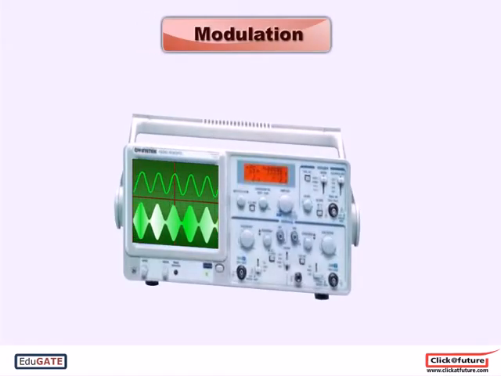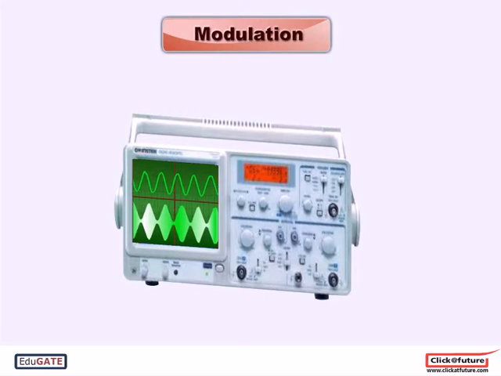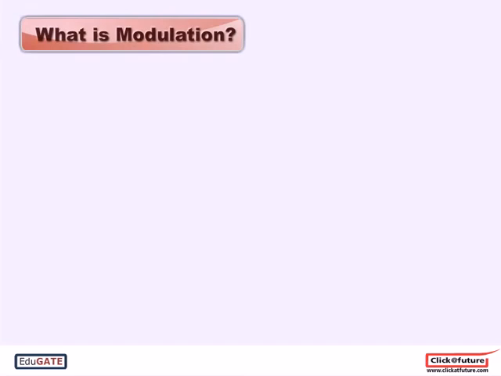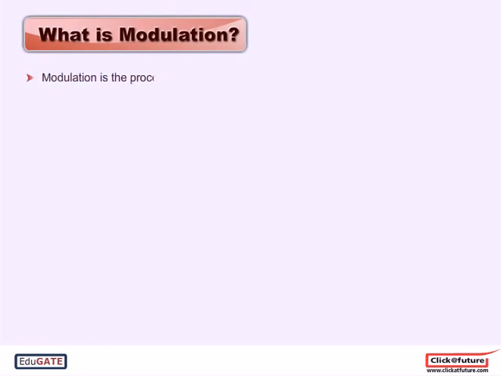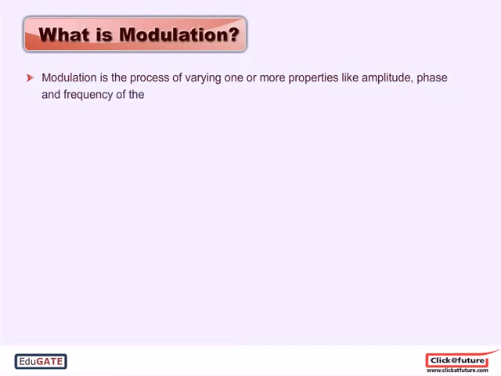Modulation. Limitations of baseband transmission are overcome by using modulation. Now, what is modulation? Modulation is the process of varying one or more properties like amplitude, phase and frequency of the carrier signal in accordance with the modulating signal, which typically contains information to be transmitted.